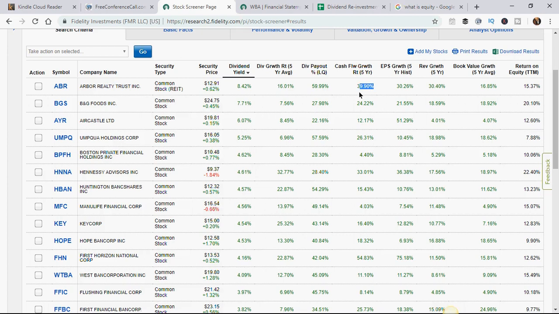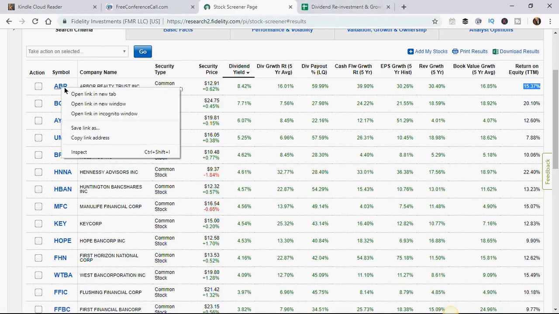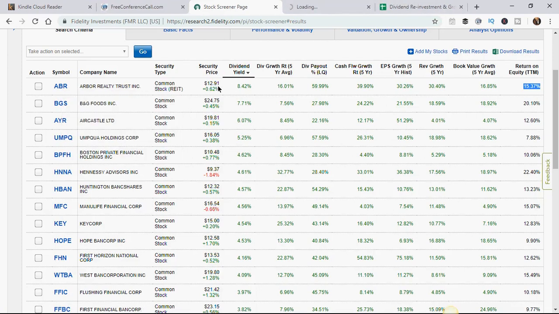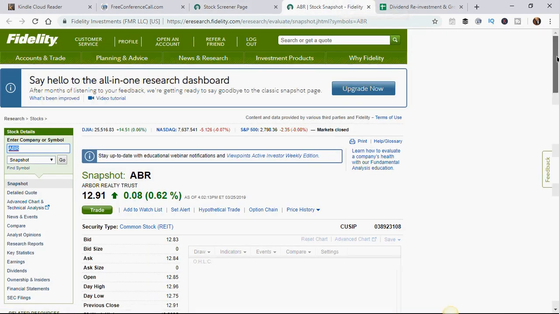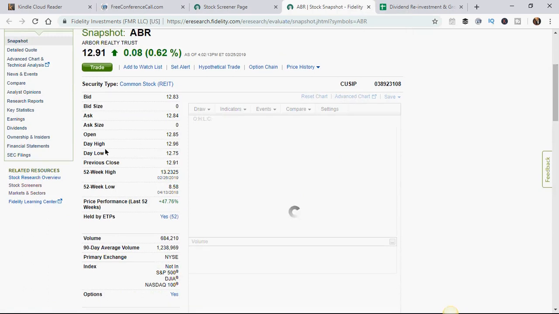All right, so the cash flow growth is really high. That's nice. Earnings per share is nice and high. Revenue growth is nice and high. Book value is nice and high. Return on equity is nice and high. And then that price is $12.91. That's beautiful. Nice and low.